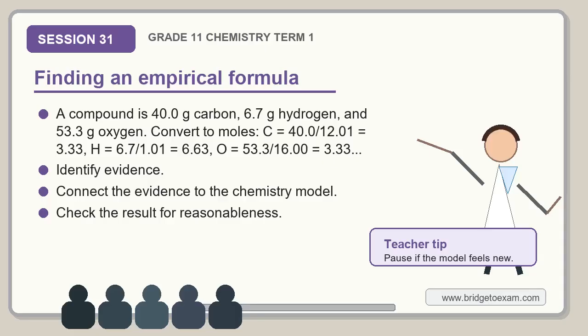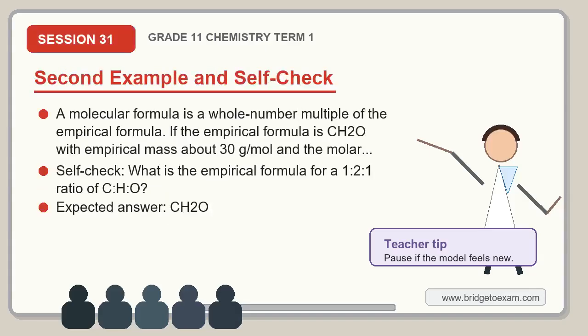Divide by the smallest, 3.33. C is 1, H is 1.99, and O is 1. The empirical formula is CH2O. Notice how the answer comes from evidence and reasoning, not from guessing. Here is a second example.